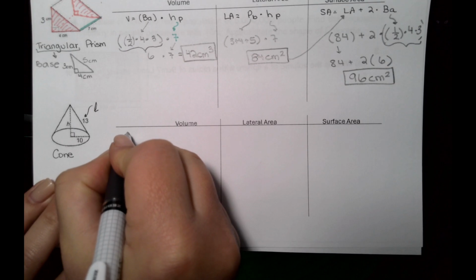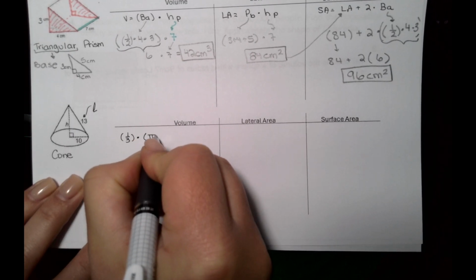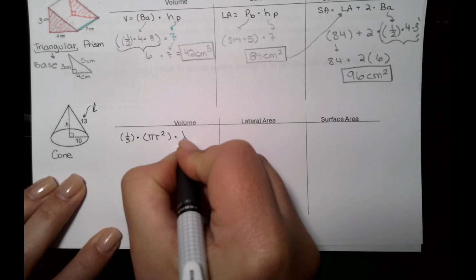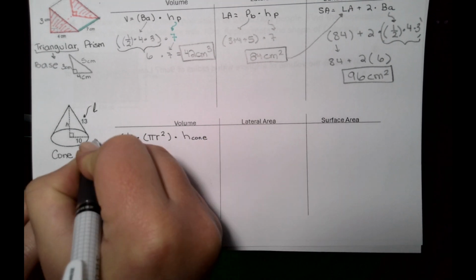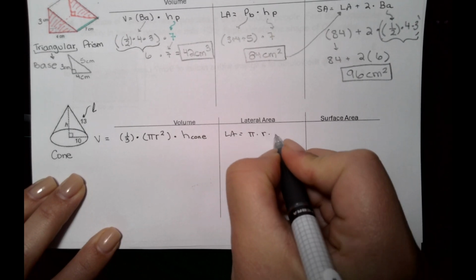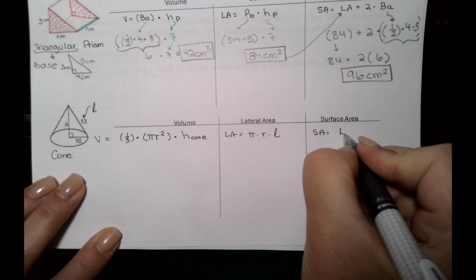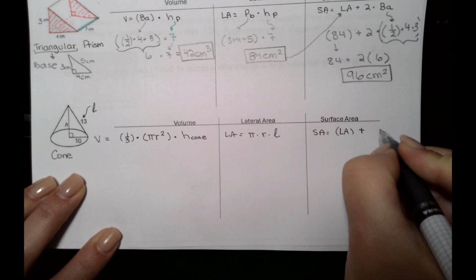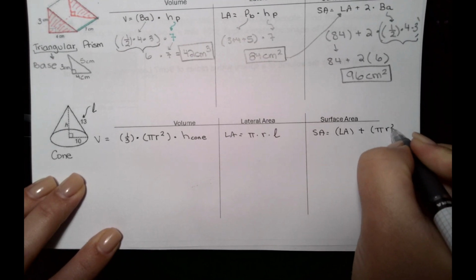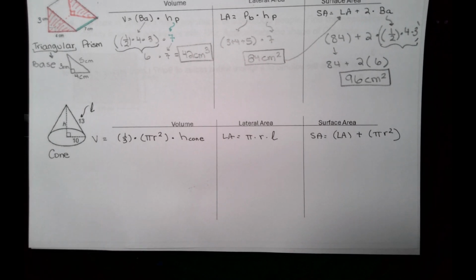So volume was 1/3 times pi r squared times the height of the cone. That's volume. Lateral area was pi times r times slant height. And surface area is our lateral area plus 1 base area, which was pi r squared. So the cone and the pyramid have pretty much the exact same formulas, except the difference is with pyramids, there's different bases. With cones, the base is always going to be a circle.